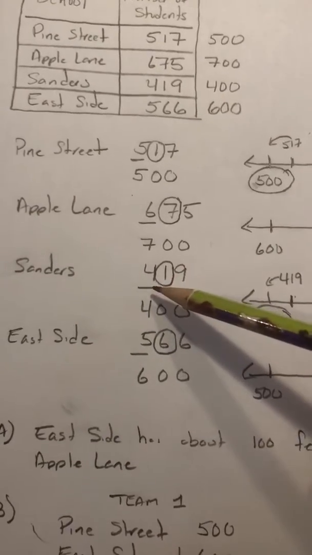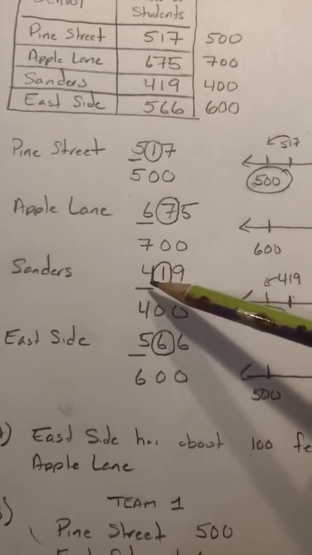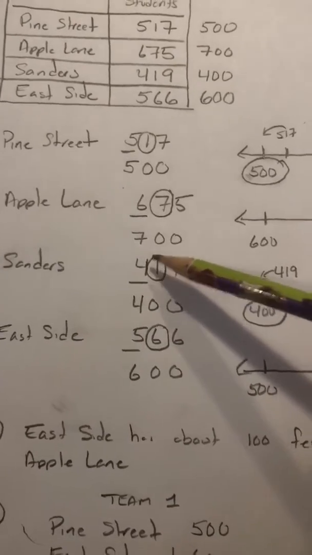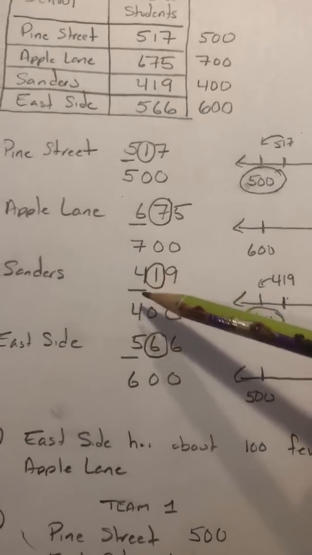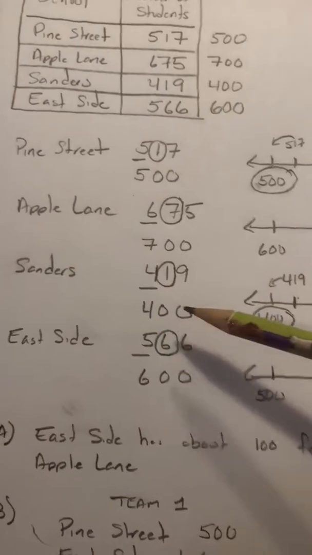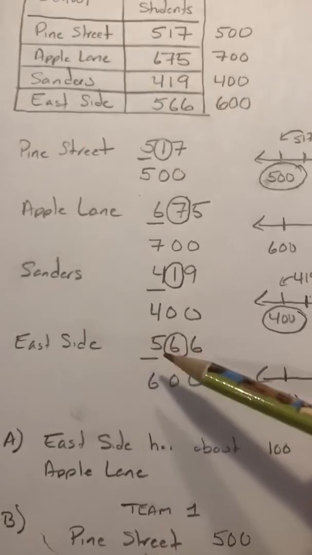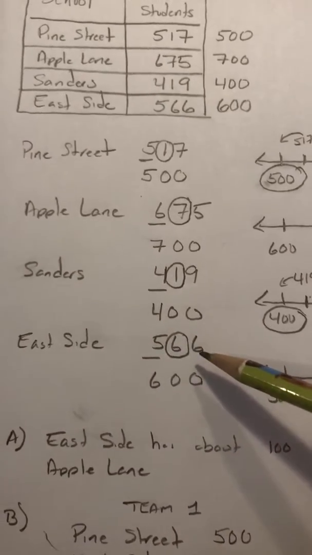Now at the Sanders School, they had 419 students. So again, I'm going to underline the 4, which is in the hundreds place. I'm going to circle the tens place, which is 1. Since 1 is less than 5, that tells me that the 4 is going to stay the same, so that's going to become 400.